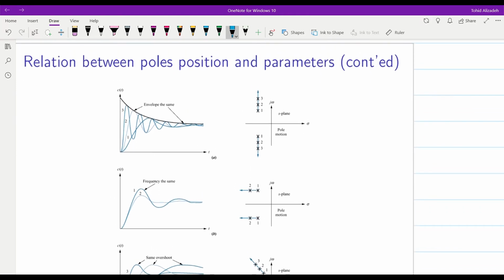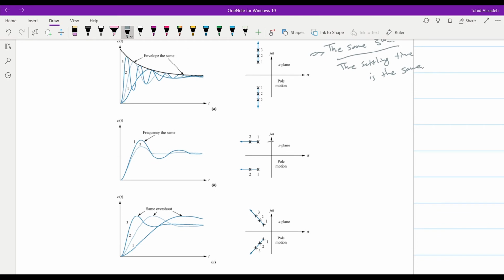Here you can again see that if we have three systems, 1, 2, and 3, in the first case they have the same zeta omega n. Therefore, the settling time will be the same for all those three systems. In the second graph, we see that their omega d is the same. Therefore, the TP is the same for both systems. You can see it over here.